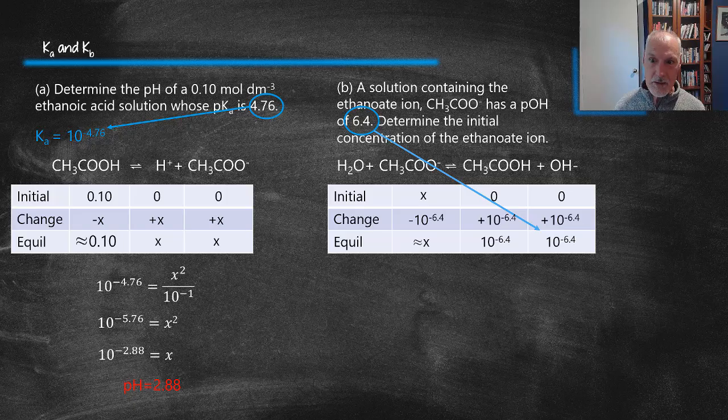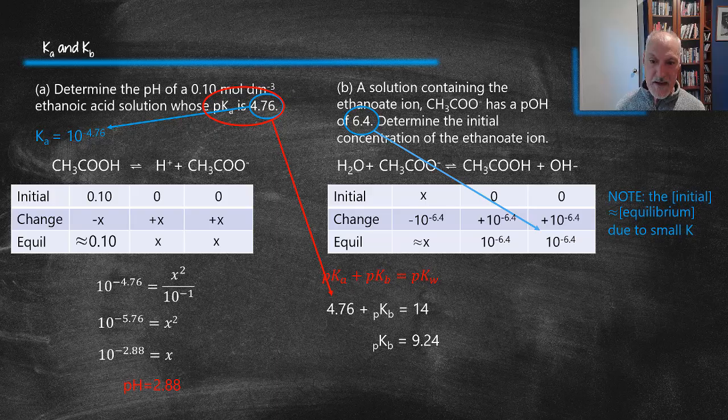But what we need now is what's pKb, or Kb for this reaction. For that, I'm going to turn over and use some information from the previous question. pKa plus pKb is going to equal pKw. I'm going to assume that this reaction is at 25 degrees Celsius, so that total is 14. And I have pKa from the previous question. Now I can solve for pKb. That means that Kb, the equilibrium constant, is 10 to the negative 9.24, a very small number that also justifies making my assumption.